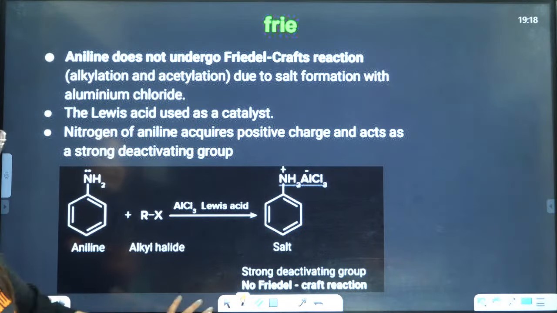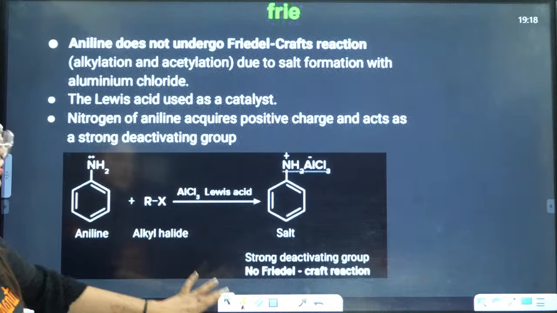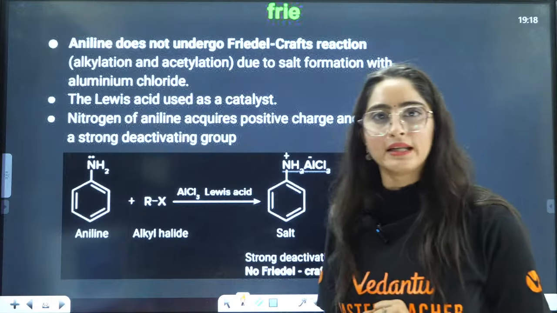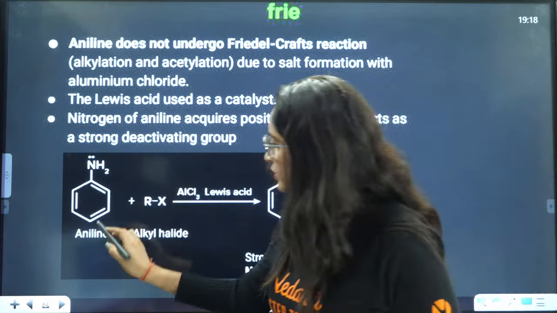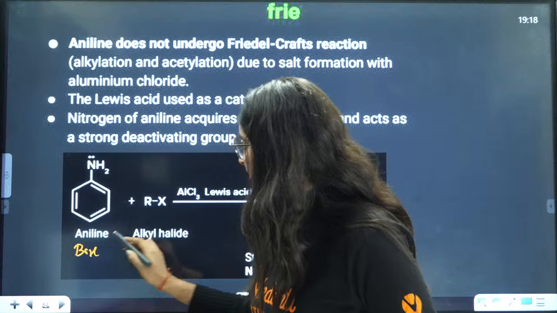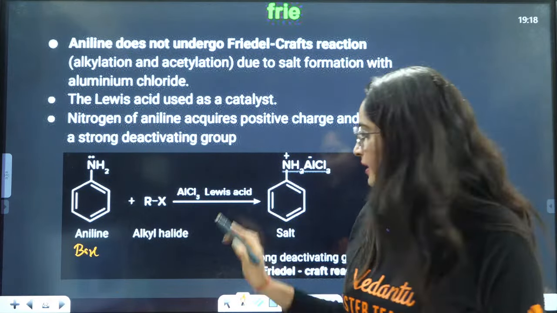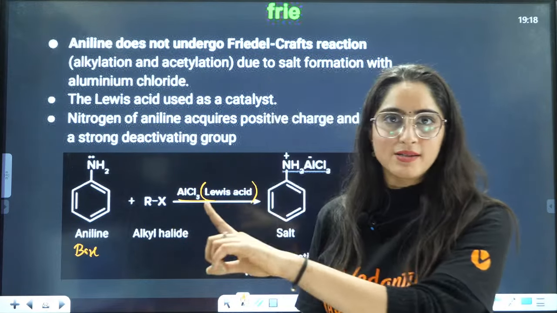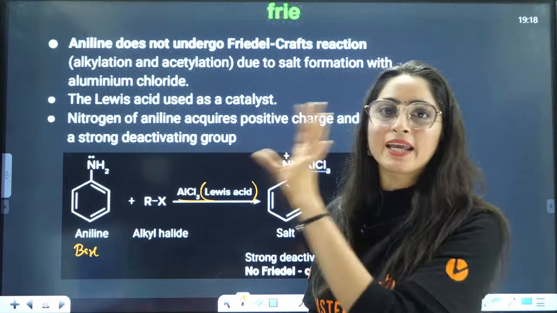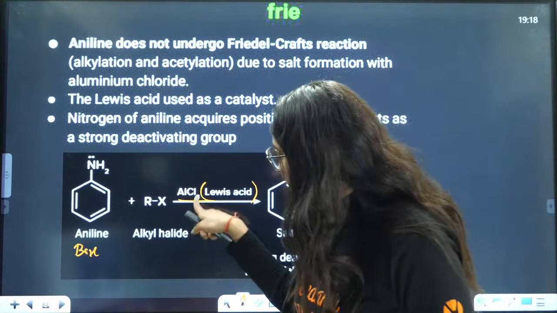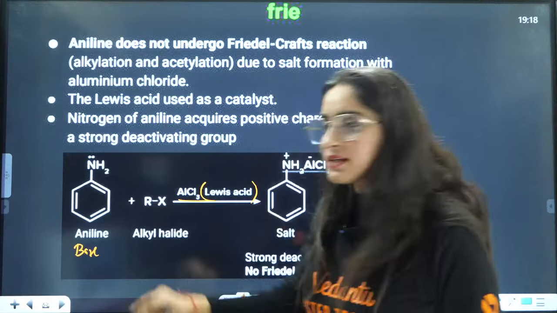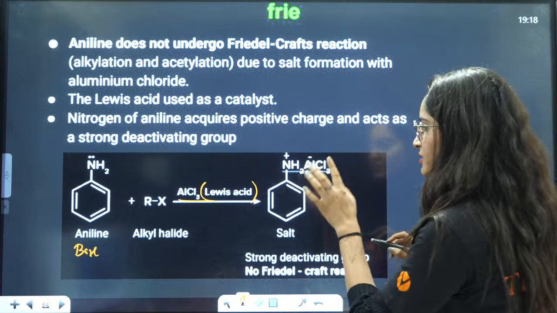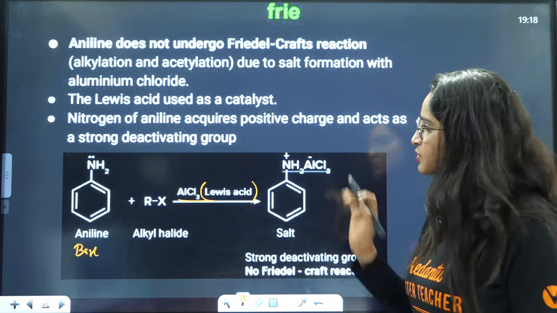Okay. Next is Friedel-Crafts reactions. Now, Friedel-Crafts reactions are not shown by anilines, right? Reason is, we know that this is a base, right? And you are adding alkyl halide here. But we know that this is a Lewis acid. Whenever you have a base, the acid will attack on the basic part. So this AlCl3 will attack on this lone pair and you will get NH2 positive, AlCl3 negative. Right? This is what you will get, right?